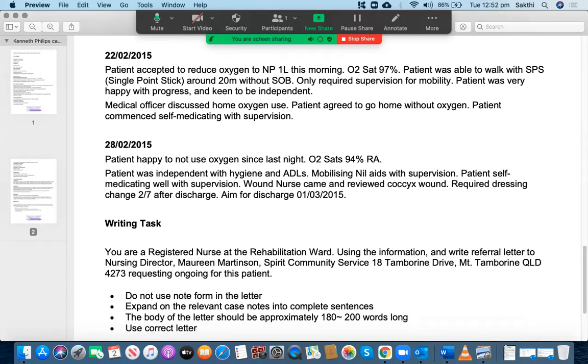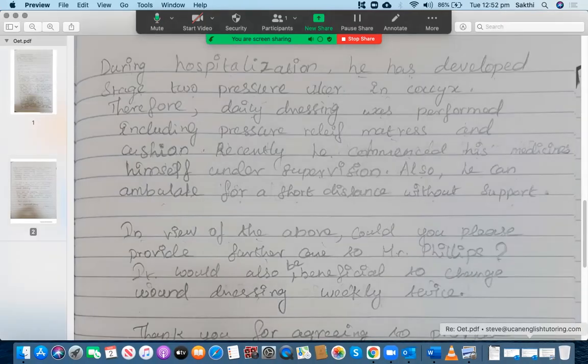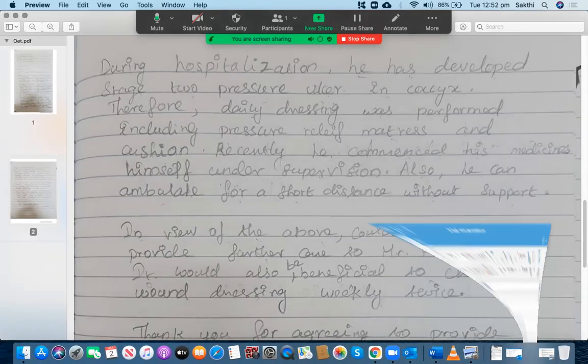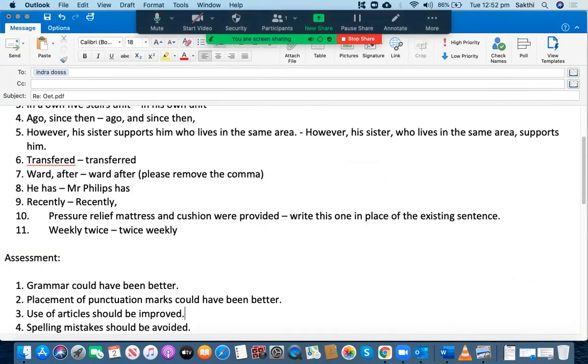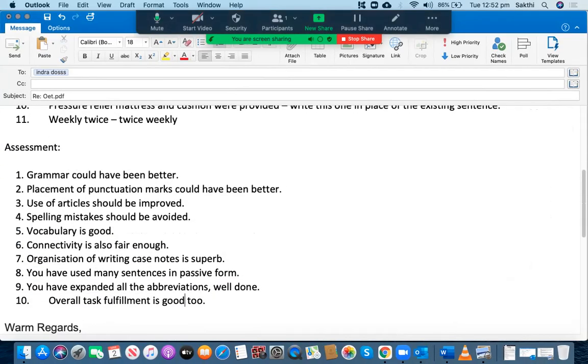Okay, so using the information, right, to refer to the community sprint, requesting ongoing care for this patient. Okay, all right, good. No worries. So I'm very happy with the way that you have written down this letter. Okay, so all the relevant case notes were included. Sorry, all relevant case notes were included in your letter. Congratulations.